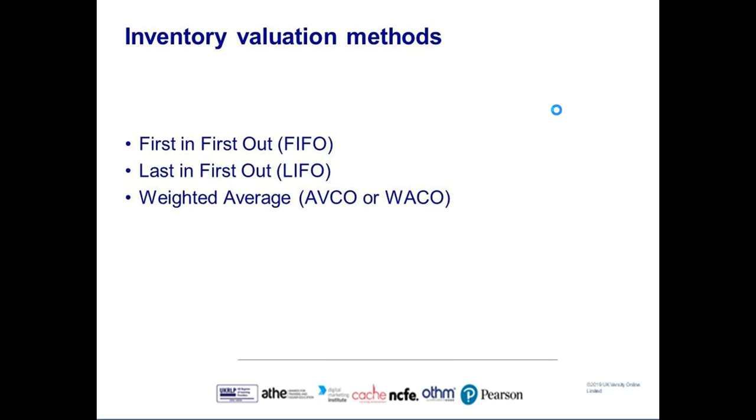This suits perishable things with a short shelf life, where we buy things first. If you don't eat the milk in your fridge that you bought first, it will expire. So this method is very useful when we're dealing with perishable goods inventory valuation.